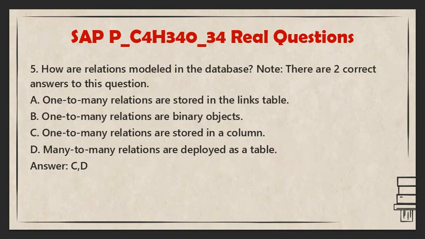5. How are relations modeled in the database? Note: there are two correct answers to this question. A. One-to-many relations are stored in the links table. B. One-to-many relations are binary objects. C. One-to-many relations are stored in a column. D. Many-to-many relations are deployed as a table. Answer: C, D.